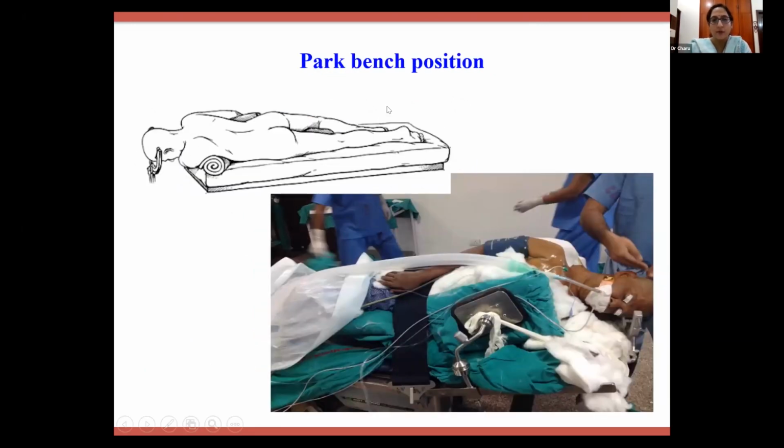The other is the park bench position. All the positioning principles are the same for all the positions. But ensure in this park bench or lateral position that you place an axillary roll beneath the lower chest. The axilla should be free so that there is no brachial plexus injury. It should be placed in the lower axilla. Also, for any position, ensure that your endotracheal tube, IV lines, arterial lines, CVP lines, and all the monitors are attached securely.